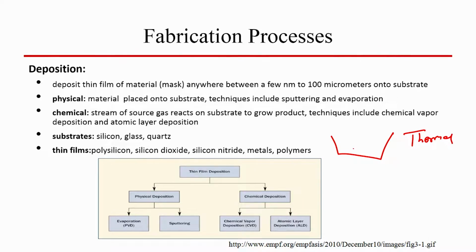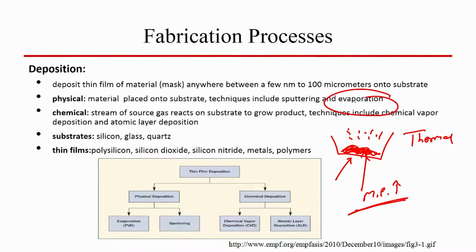I will just give you an example. If you have material on the boat, and you heat this boat such that it reaches the melting point of this material and higher, then this material will get melted and start evaporating and depositing on the substrate. Now, if the material loaded into the boat has an extremely high melting point, equivalent to the melting point of the boat, which is the holder, then what will happen? I cannot use thermal evaporation.